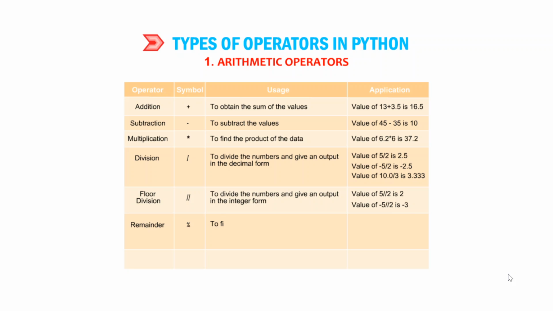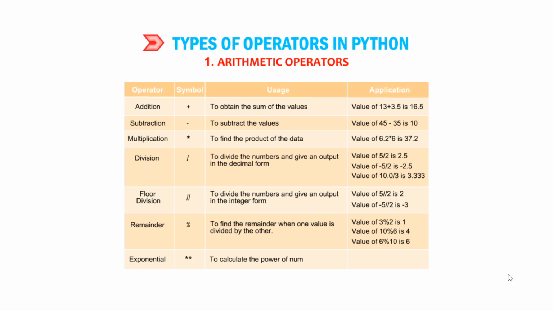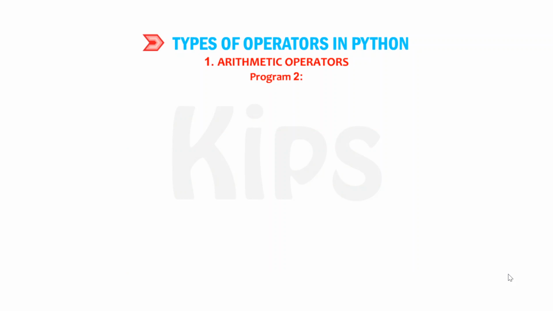Remainder. To find the remainder when one value is divided by the other. Value of 3 % 2 is 1. Value of 10 % 6 is 4. Value of 6 % 10 is 6. Exponential. To calculate the power of numbers, value of 2 ** 3 is 8. Program 2.